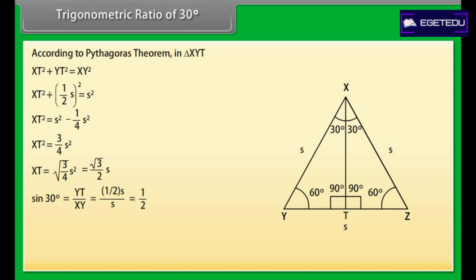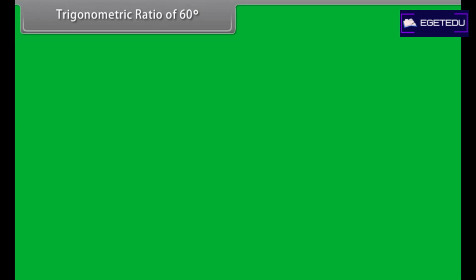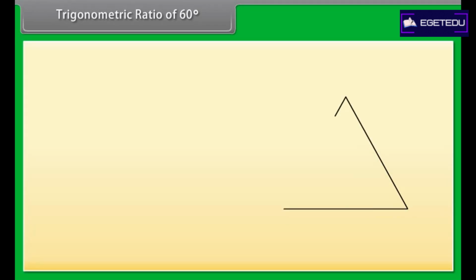Sin 30 degrees is equal to YT upon XY, which equals 1/2 s upon s, which is equal to 1/2. Cos 30 degrees is equal to XT upon XY, which equals square root 3/2 s upon s, which equals square root 3 upon 2. Tan 30 degrees is equal to YT upon XT, which equals 1/2 s upon square root 3/2 s, which equals 1 upon square root 3.